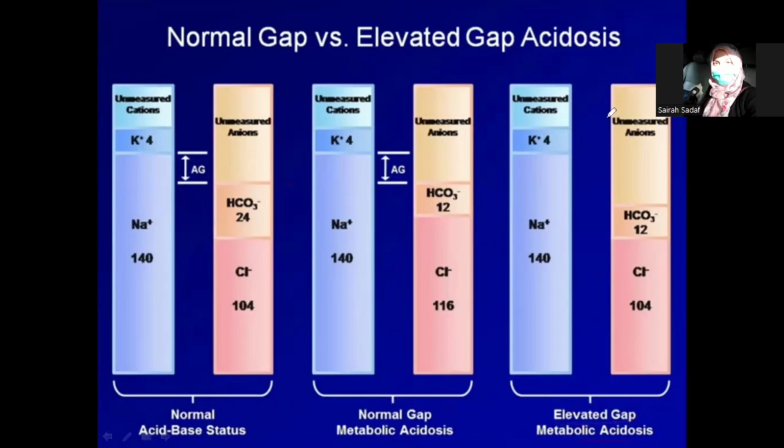As I have mentioned previously, unmeasured anions start increasing in the body, which will further go down, and this difference between the two, you can see, this lies here and this lies here. So the gap has been increased, as you can see. While here it is this, and here it's increased to this. So this is known as normal anion gap metabolic acidosis, and this is high anion gap metabolic acidosis.